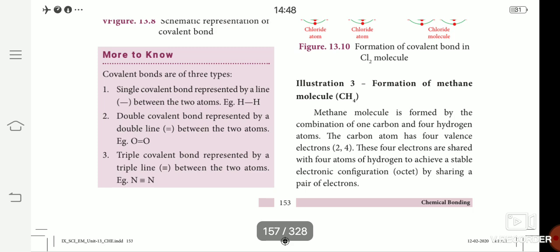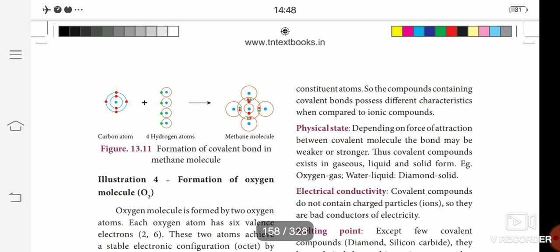Hydrogen has 1 valence electron, and the carbon atom has 4 valence electrons: its first shell is completely filled and its second shell is not complete. Each of the 4 hydrogen atoms shares its 1 electron with the carbon atom, creating a carbon-hydrogen bond.